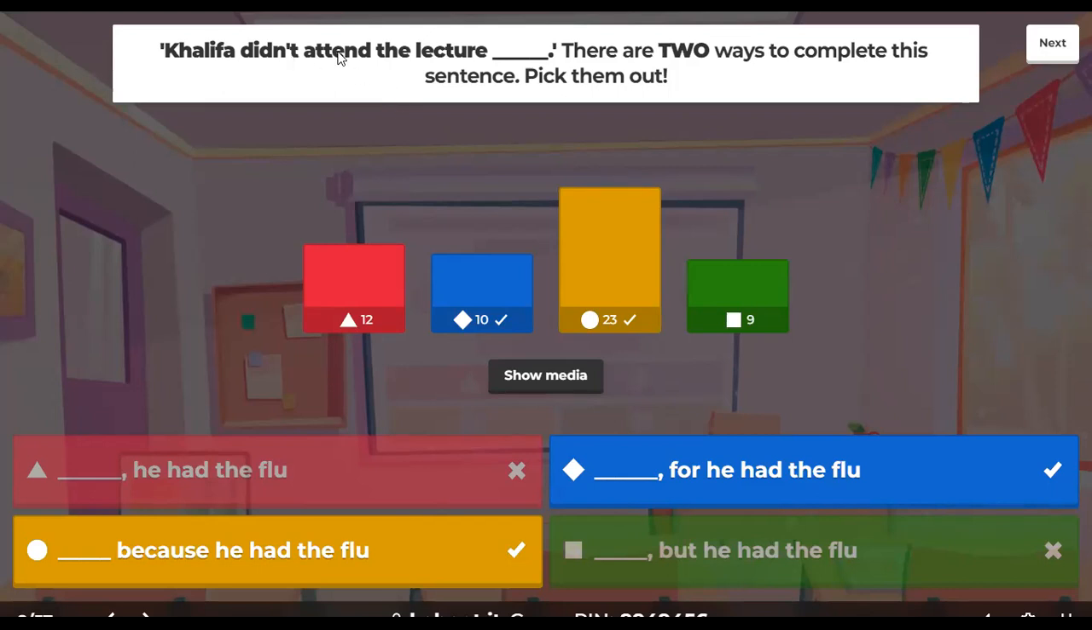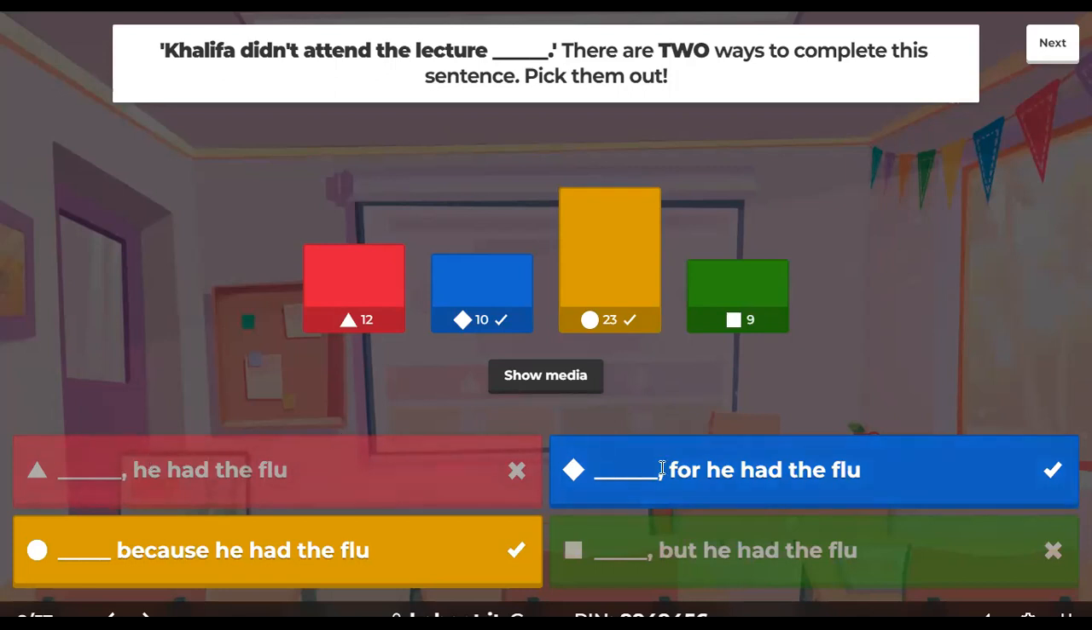Okay. Now, Khalifa didn't attend the lecture. Now, this is an independent clause. He had the flu. Independent clause. I told you, we can never. We can never connect two independent clauses using a comma. A comma can never connect two clauses. Never. So this is wrong. This is what you call a comma splice. Don't ask me about the meaning of comma splice in Arabic because I don't know. A comma splice is when the comma connects two clauses, and this is a mistake.